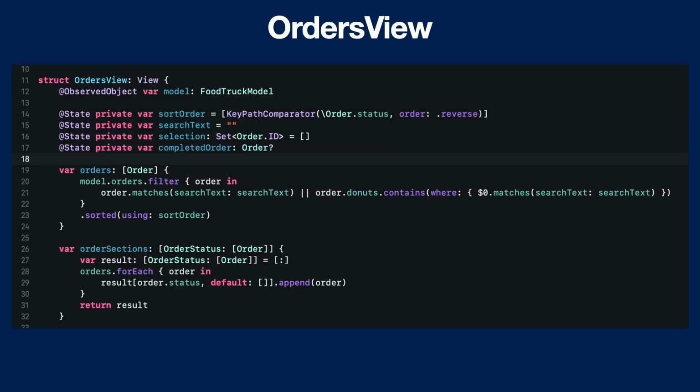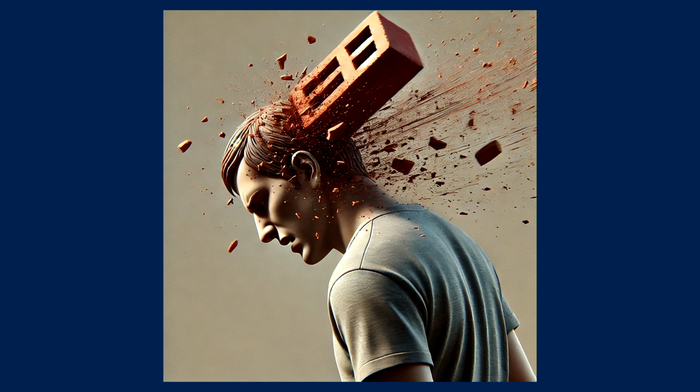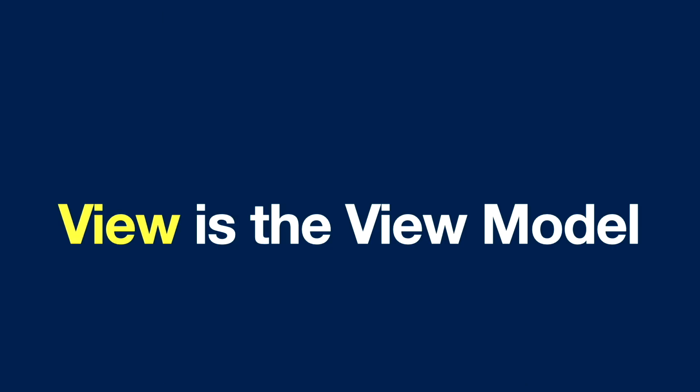So this is an example from the food truck application, and this is the actual view. It's called orders view. And you can see what's in the view itself. Orders, ordered section. So in the view, you have the code for transformation logic, validation logic, mapping logic, and these kind of things. So at that point, it hit me like a brick on the back of my head that the view itself is the view model in SwiftUI.